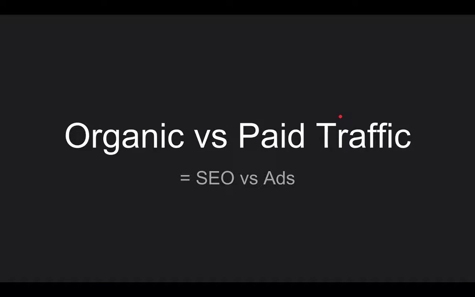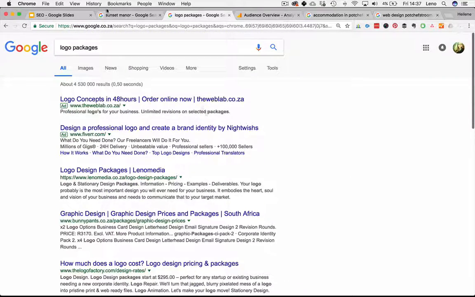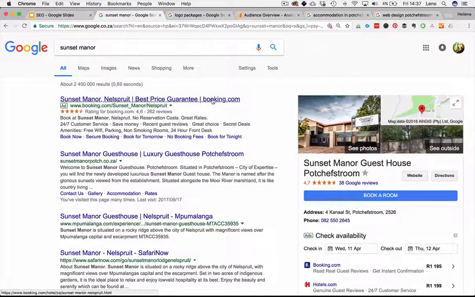I want to mention a few things of organic versus paid traffic, or in other words, SEO versus ads. Okay, so organic is SEO, so it grows organically over time, and paid traffic is kind of instant and it goes down over time. So if I can explain this better, if you look at a Google search, let's take this one.